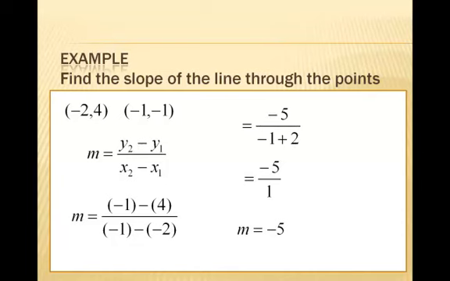Okay? Therefore, I can backtrack and say at the very beginning that the slope of the line through these two particular points is negative 5. Visually in your mind, you should picture that the line is going down from left to right.